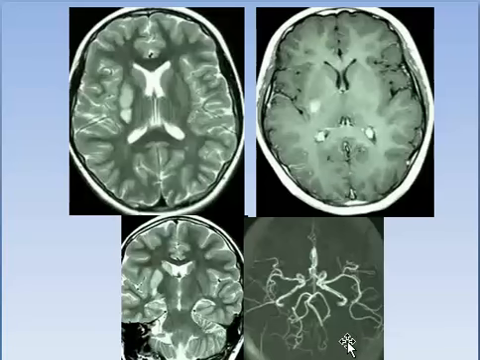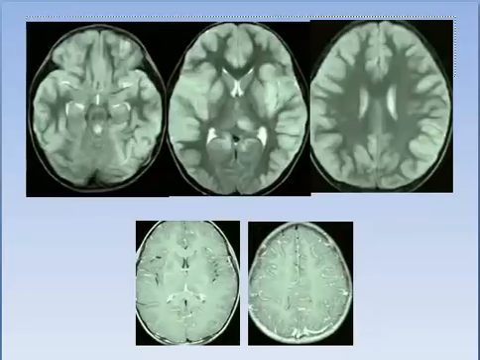Angiitis, you can see with difficulty that some of the terminal branches are attenuated, especially on the right side here and anteriorly, as well as the left posterior cerebral. Here is the diffuse gyral swelling and edema seen in herpes zoster or chicken pox, and here is diffuse meningeal enhancement.